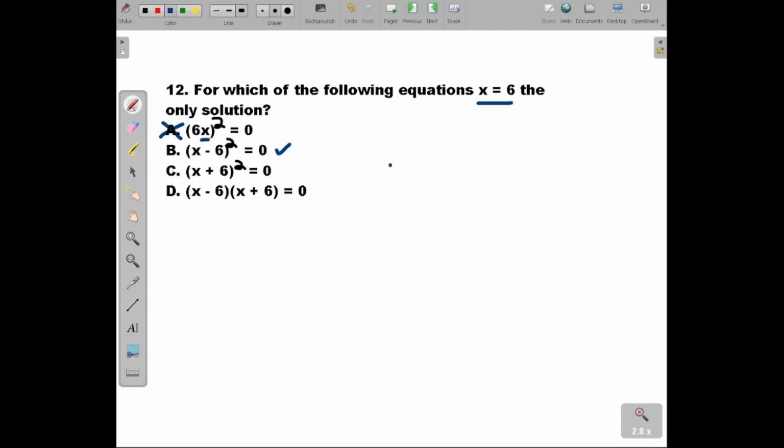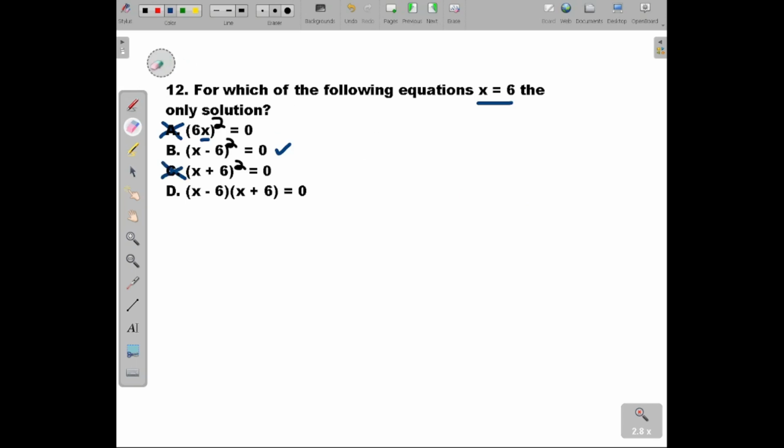For C, we have 6 plus 6 squared is equal to 0. 6 plus 6 is 12, and 12 squared is not equal to 0. No, it cannot be C.